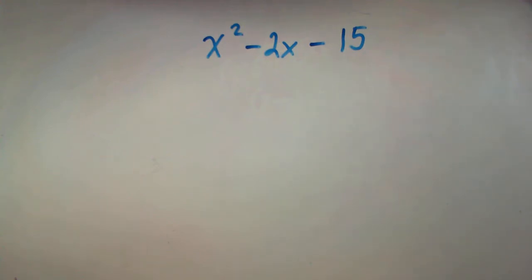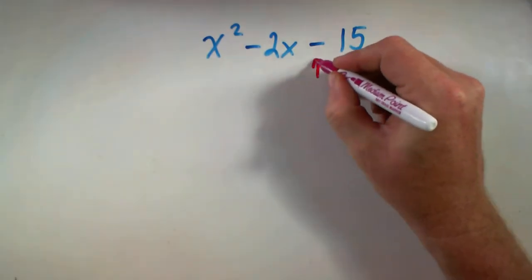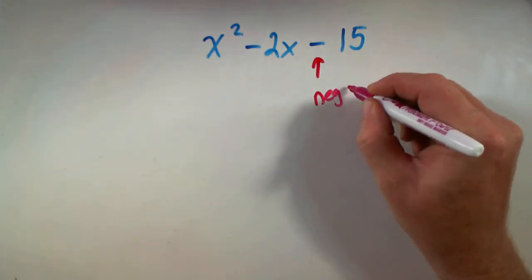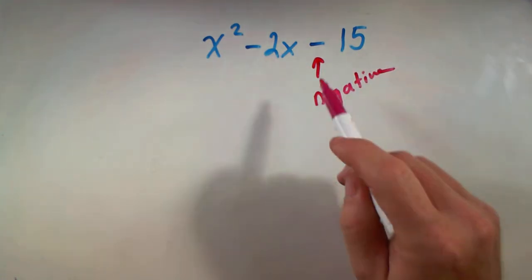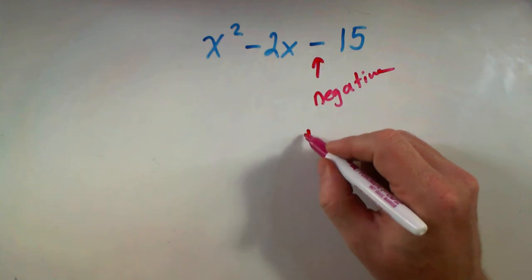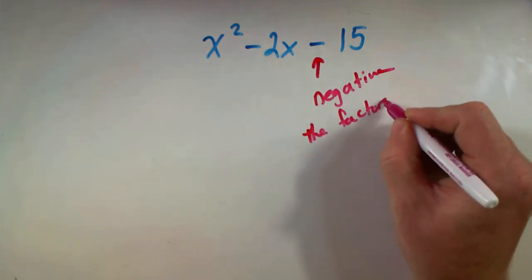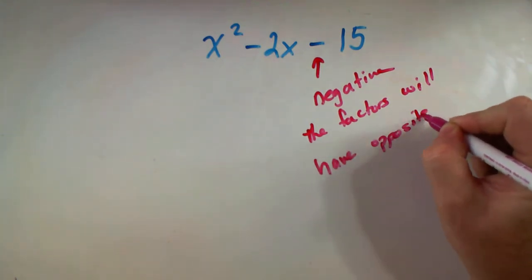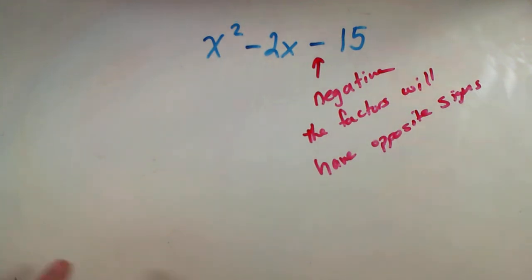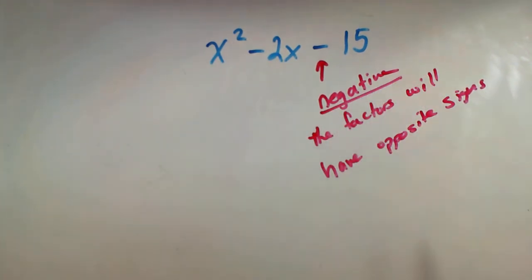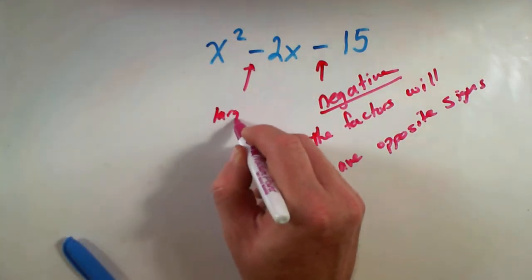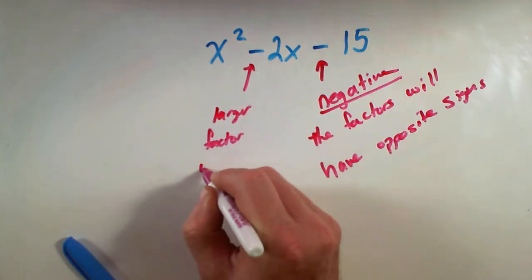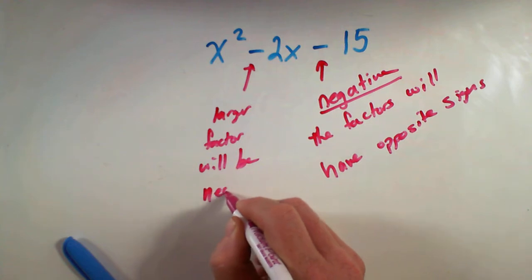Okay, now we have x² − 2x − 15. Let's look at how this one is different. This time, notice this sign is negative. When that sign is negative, that tells us that the factors will have opposite signs. So a negative number means the factors will have opposite signs. The fact that it is negative tells us that the larger factor will be negative.